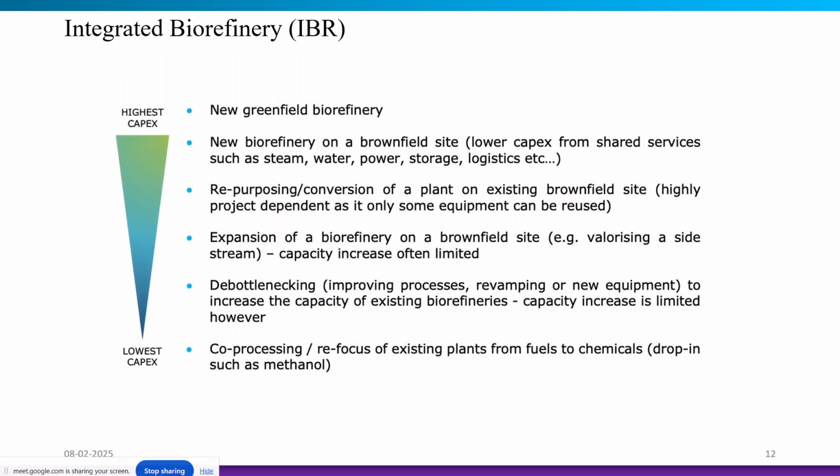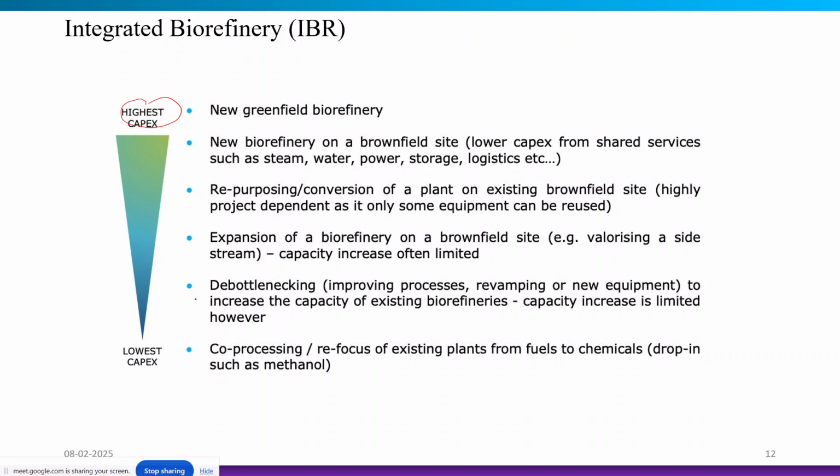So you can see in this picture that this is considered to be the highest capex, and this is the lowest capex condition. When we are considering a completely new greenfield biorefinery, it will have a lot of investment, so it is considered to be the highest capex. A new biorefinery on a brownfield has lower capex from shared services such as steam, water, power, storage, and logistics.